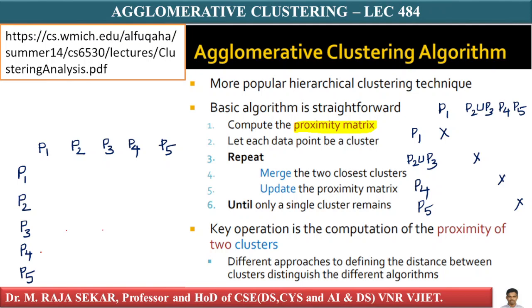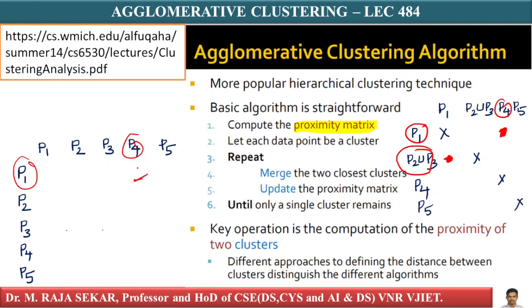p2 and p3 are merged to create a cluster. Now you need to compute the distance between the new cluster, p2 union p3, and p1. This distance I have to calculate, isn't it? The distance between p1 and p4 I need not recompute. We already computed this. This value was already computed in our previous step. The distance between p1 and p4 is already calculated.